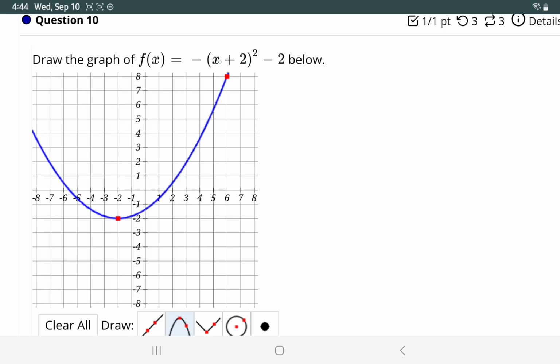And so that's going to happen when x is equal to -1, because we'll have -1 plus 2 in the parentheses, which is a positive 1. Then that gets squared. And of course, positive 1 squared is just 1. Then we have the minus sign out in front. So that's going to be -1. And then -2 is going to be -3 in total. So f of -1 is going to equal -3. So that's going to be right here.